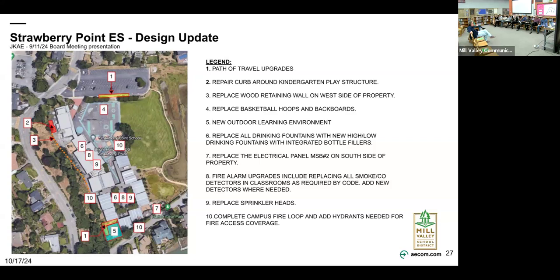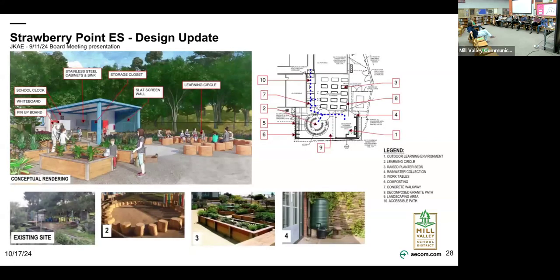And also upgrading the electrical panels that are getting a little old and providing upgrades to the fire alarm system. So that's generally the scope of work for Strawberry. On the next slide, specifically, you're going to see what that outdoor learning environment is. Essentially a classroom that's meant not just for the garden area, but it's an opportunity for any type of classrooms to gather outside and have activities different than it would be in an indoor classroom environment.